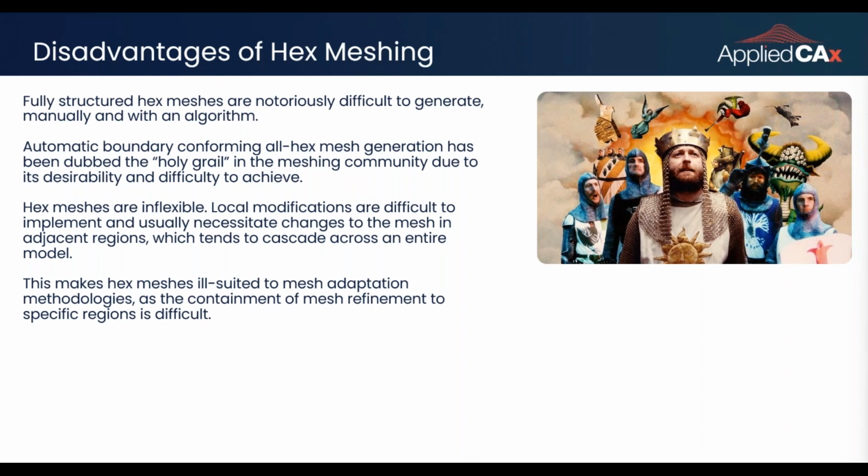This makes hex meshes ill-suited for mesh adaptation methodologies. If you're asking the software to refine the mesh as it identifies high stress regions, or all these optimization tools, it's going to have a really hard time doing that with a hex mesh. It'll have to refine the entire model, and it won't be able to just refine the local areas you're interested in.